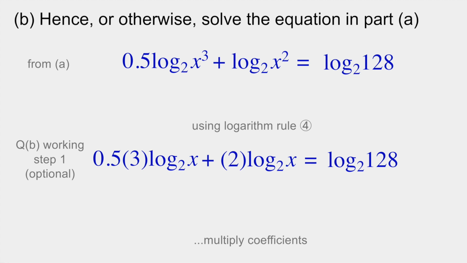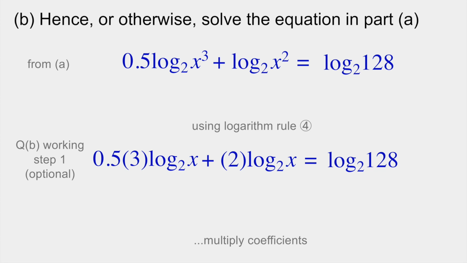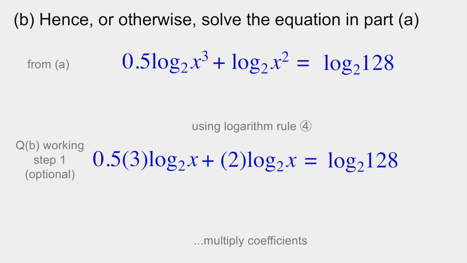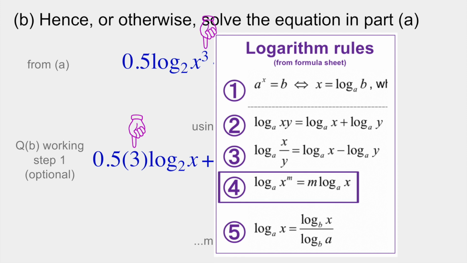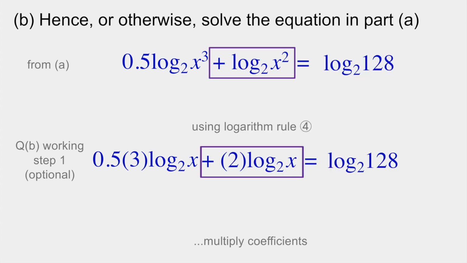So what I'll do is I will use log rule number 4, and I will put those powers as coefficients for both of those log terms so that both of them become the log base 2 of x. And you could see in the working step number 1, for that first term there, the existing coefficient of a half is now joined by a coefficient of 3, so you just multiply them. And the same thing happens with the second term, where the power of 2 becomes the coefficient.